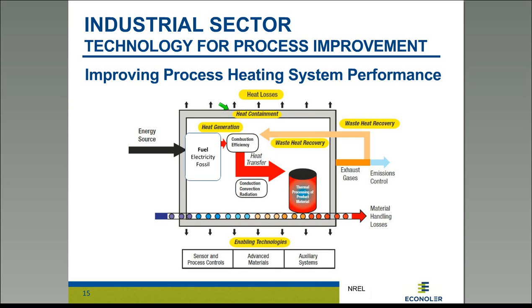Heat containment or insulation is one of the strategies that can be applied, and waste heat recovery. There's another one that is not mentioned here: in several ovens, infiltrations at points of opening where the product enters and exits is something that needs to be closely looked at, because there are several opportunities for reduction in most ovens working on those elements. Besides the furnace and oven itself, there's also enabling technology that can be used. So better sensors and process control, advanced materials, and auxiliary systems that can result in significant energy savings.